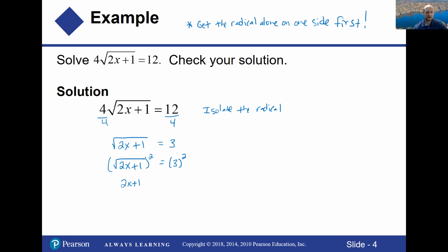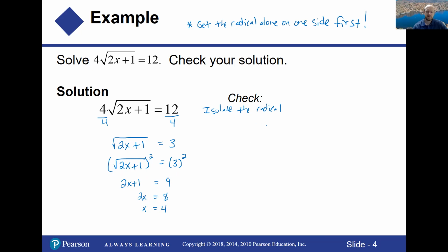So when I square a square root, I just have what's left on the inside of the square root. We've talked about that before. So I just have 2x plus 1 left on the left side. And then 3 squared is 9, 3 times 3. And then here it's just a very simple equation. I'm going to subtract 1. So 9 minus 1 is 8. And then divide by 2. So x equals 4. Now, what I want us to do is check this, okay?